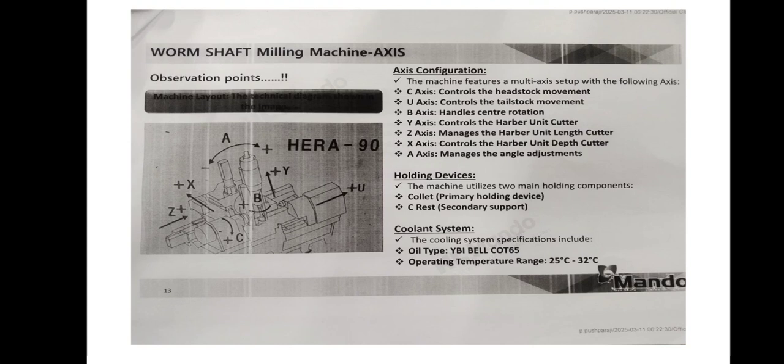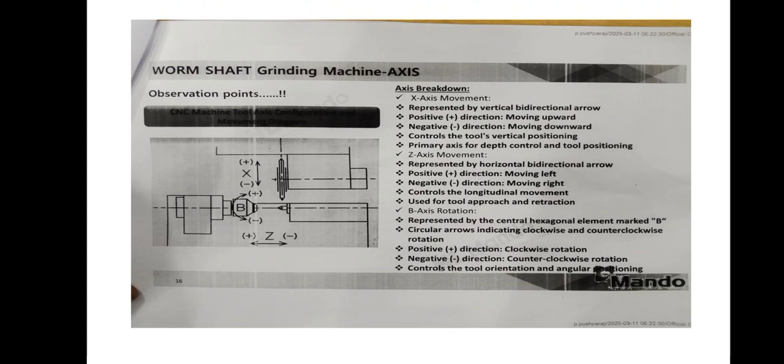Holding devices: two main holding components, one is the collet, second is the steady rest. Coolant system. All milling process machines use the coolant system. The specification also includes oil type, YBA Bell Code 65. Operating temperature range is 25 degrees Celsius to 32 degrees Celsius.